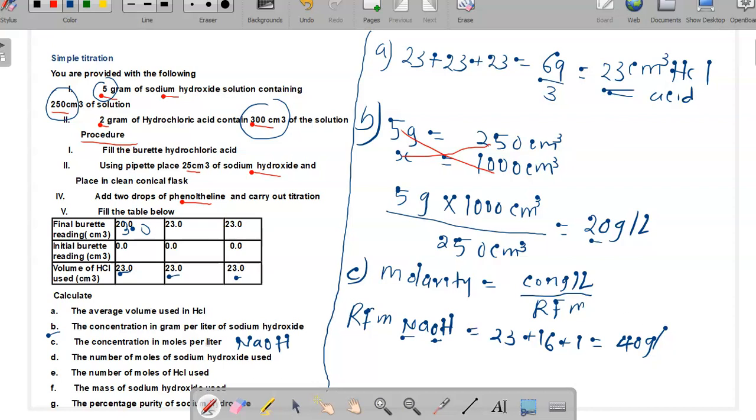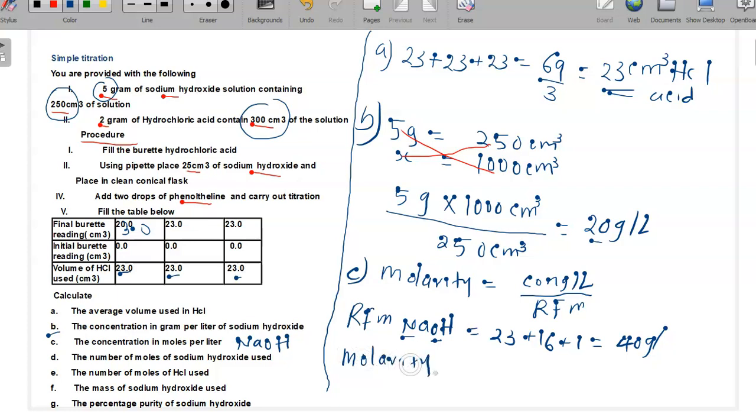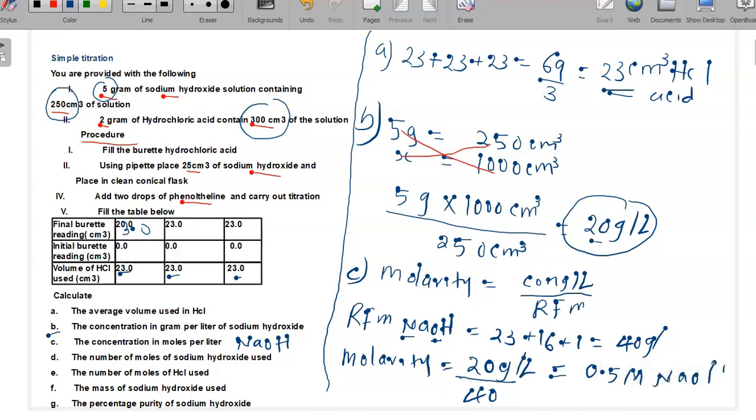So how do you get the RFM? For sodium hydroxide: sodium 23, oxygen 16, hydrogen 1, then total 40. Then this is what you do. Therefore, molarity is equal to concentration in gram per liter, which is this one that you have here, which is 20 gram per liter, over RFM, which is 40. So the grams will cancel together, then you will get 0.5 molar of sodium hydroxide. So this is the molarity of sodium hydroxide. That's what you do to get the molarity of sodium hydroxide.